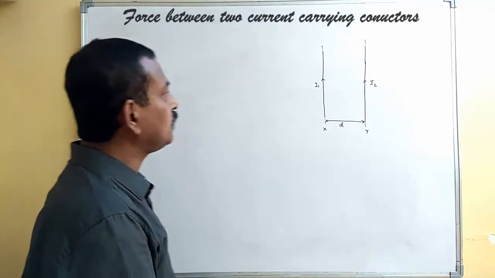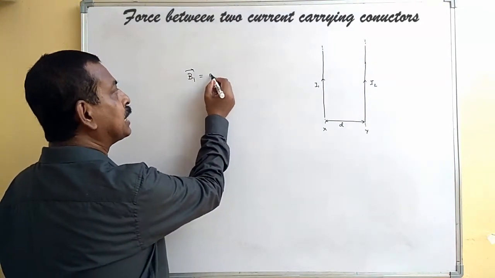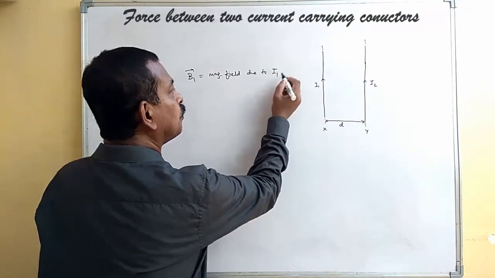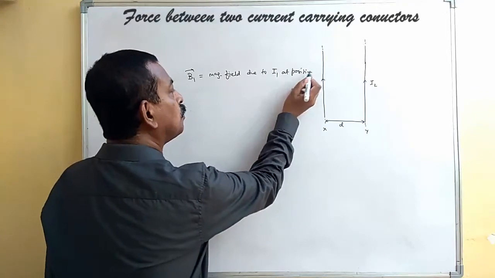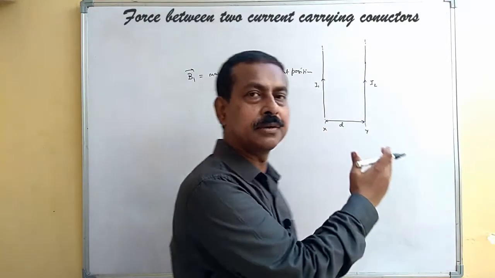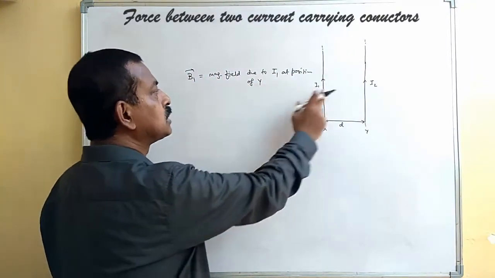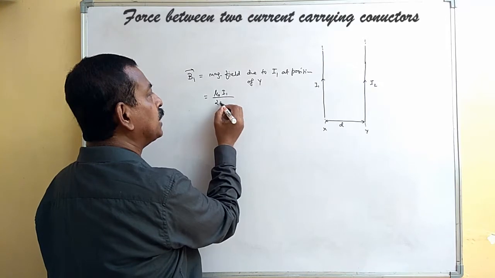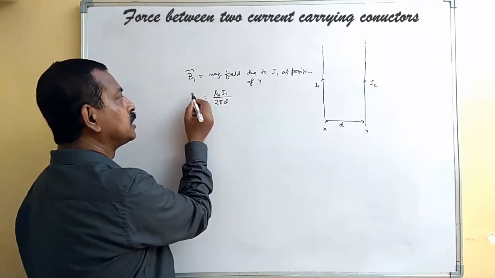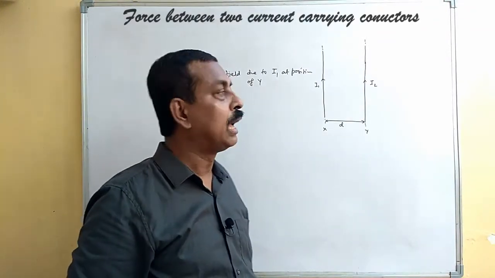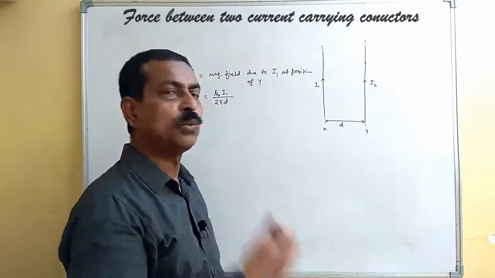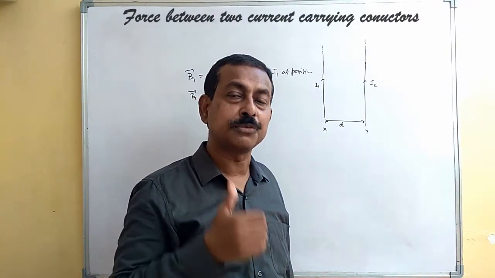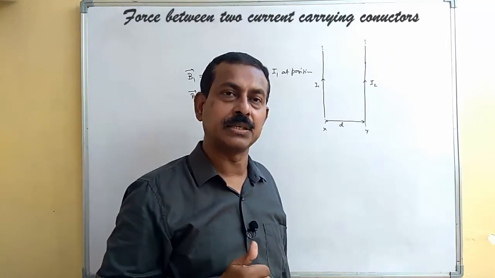So let's take now that B1 is magnetic field due to I1 at position of Y. That means second wire or conductor. So magnetic field due to this, as it is a straight conductor, we have assumed it to be of infinite length. So it is mu naught I1 by 2 pi d. This is B1. This is the magnitude. Now we want to find the direction. So for finding the direction, we'll apply right hand thumb rule there. That means if we put the thumb in the direction of current, then curled finger will indicate the direction of field.